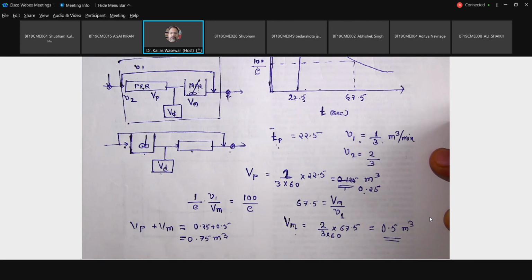So remaining is what? Total volume is 1. So what will be the remaining? Remaining will be the dead volume. So VD will be 0.25 meter cube.